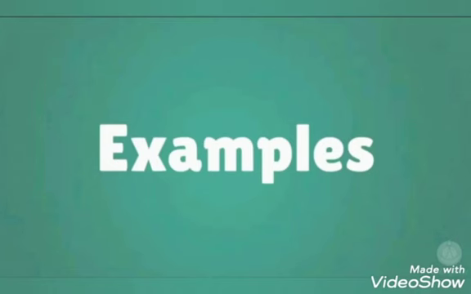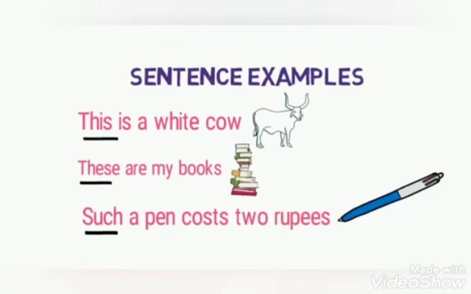Let's look into sentence examples of demonstrative pronouns. This is a white cow. Here, this is used to point out the cow, which is near. So it is a demonstrative pronoun. These are my books. Here, these is used to point out the collection of books. So it is a demonstrative pronoun. Such a pen costs 2 rupees. Here, such is used to point out the pen. So it is a demonstrative pronoun.